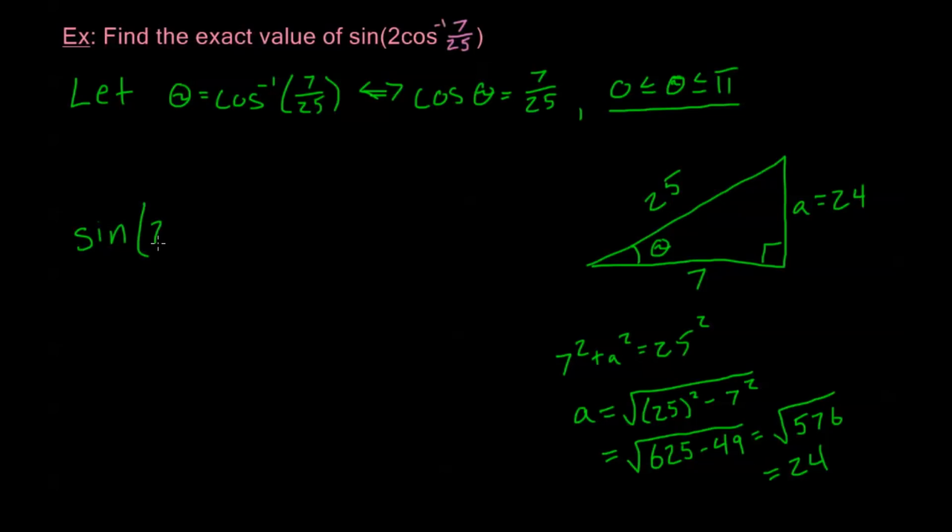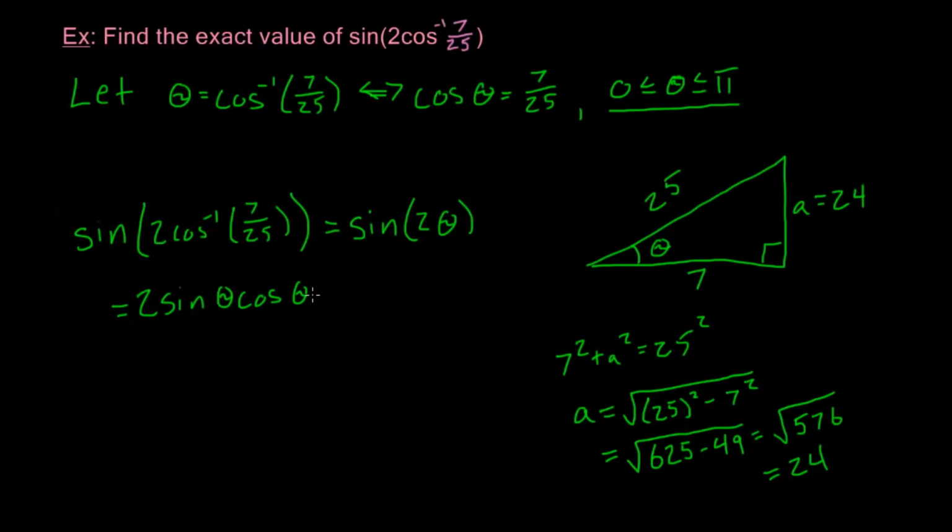All right, now we're ready to go ahead and solve the problem. Sine of 2 cosine inverse of 7 over 25. By our substitution, this is just sine of 2 theta, which we know is 2 sine theta cosine theta. Now plugging in, I know that my sine theta, looking over here, is going to be 24 over 25. So I have 2 times 24 over 25. And our cosine theta, we know, is 7 over 25.